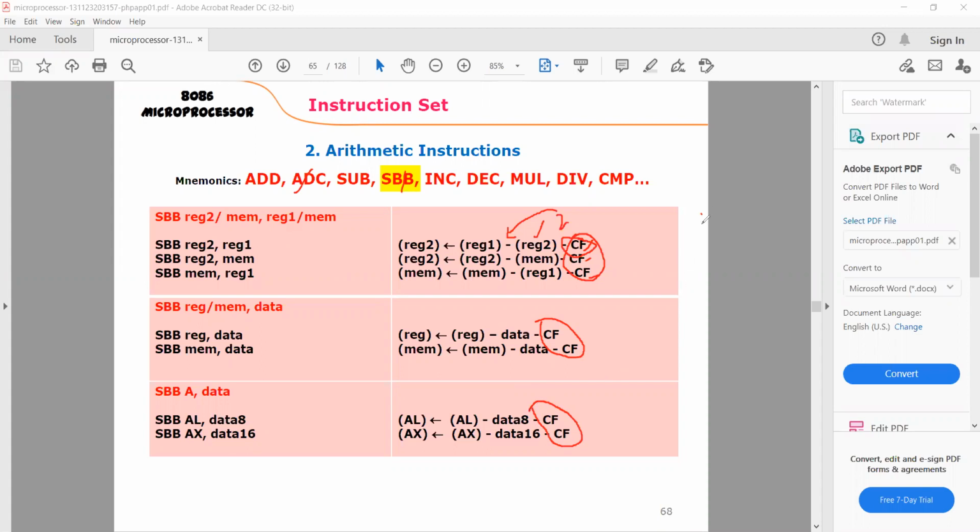That means what? If there is a 10 and you take a borrow, what we have to do is consider this as only 9. That is the process we do, right? So that borrow will be considered as a carry flag, and we also include that in the operation. We do not neglect that. When you use SUB, the borrow will be neglected, but when you use SBB, the borrow will not be neglected. So that is about the subtraction operation.